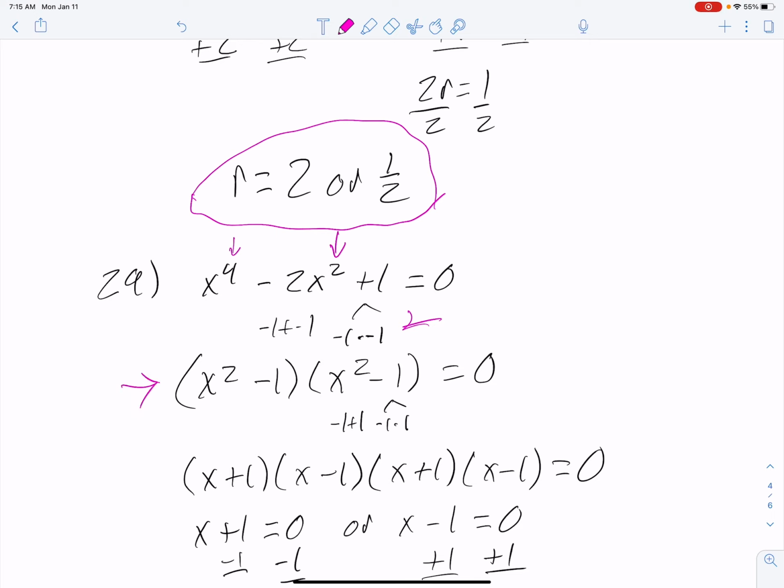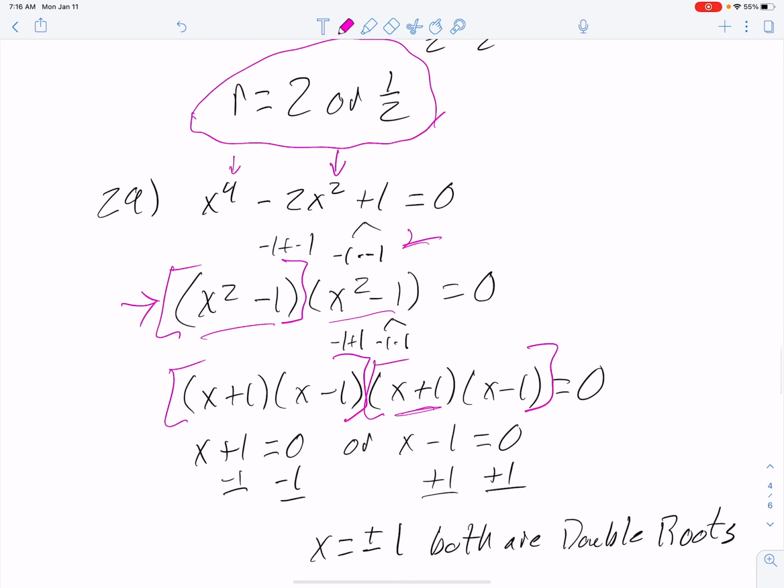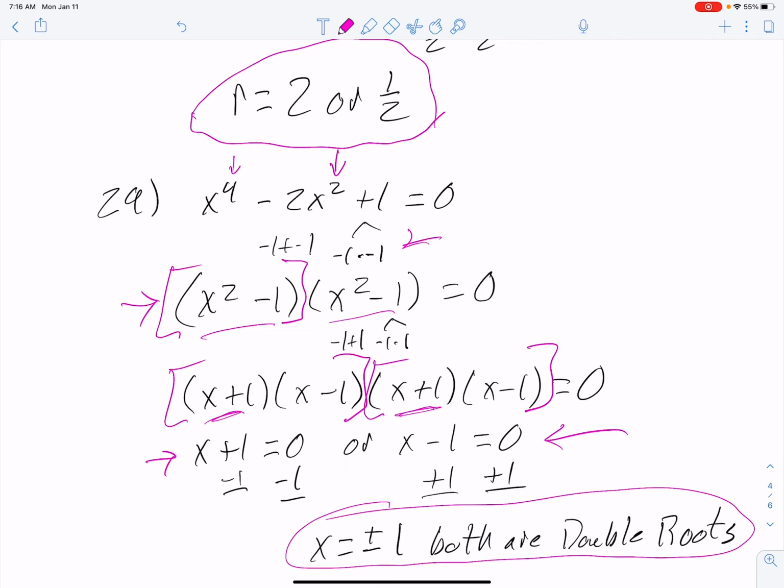So I factor, but then I check and see, can I factor these groups? Since these are matching, I only have to look at this factoring once, and I see that I've got a difference of squares. So my x squared minus 1 and my other x squared minus 1. I can see that I've got repeating groups, which means I'm going to have double roots. And so instead of solving all 4 pieces, I just solve the 2 matching pieces, and I come up with my value. And again, they are double roots.